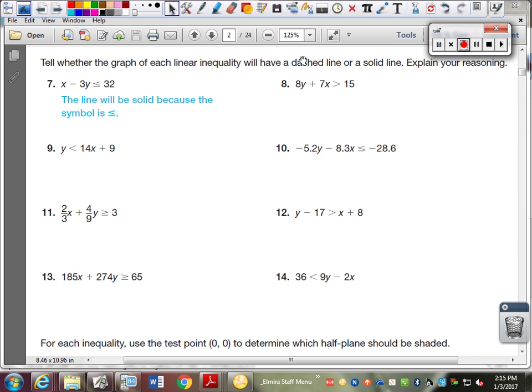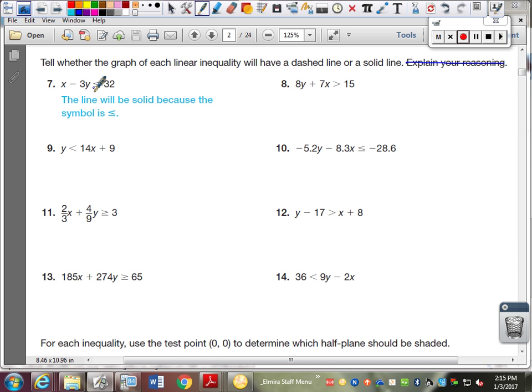This next section, super easy, guys. If you blink, you're going to miss it. Tell whether the graph will have a dashed line or a solid line. Explain your reasoning. Guys, you don't need to explain it. It's a super easy section, okay? Just tell me, is it dashed or solid, okay?